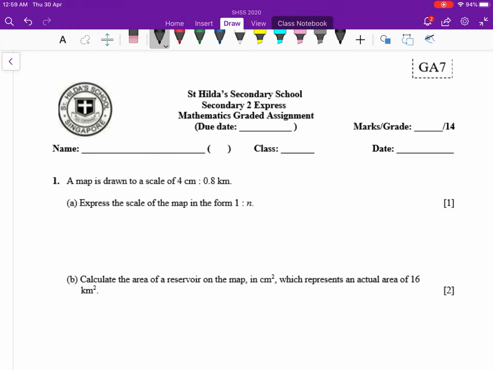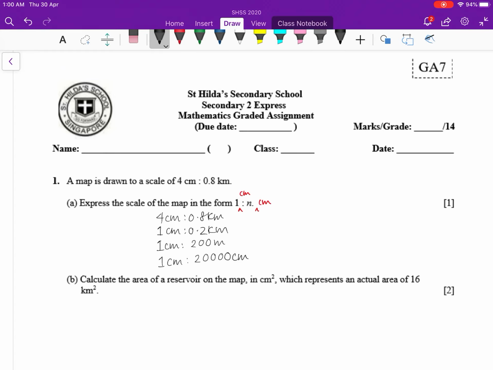A map is drawn to a scale of 4 cm is to 0.8 km. Express the scale of the map in the form 1 is to n. We all know 1 is to n means 1 cm is to n cm. Both have to be in cm. So 4 cm, let's start converting. 4 cm is to 0.8 km. If I divide by 4, it is 1 cm is to 0.2 km. Now 1 cm, I'm going to change this to meters, is times 1,000. I get 200 meters. I'm going to convert this to cm, which is times 100.